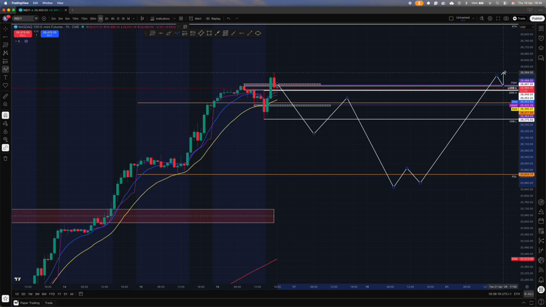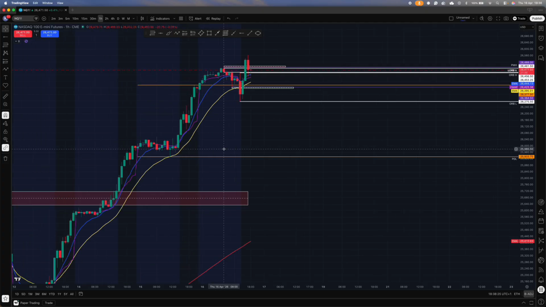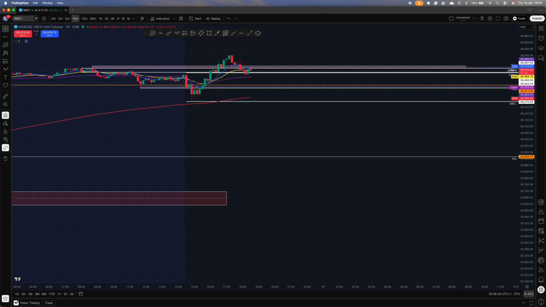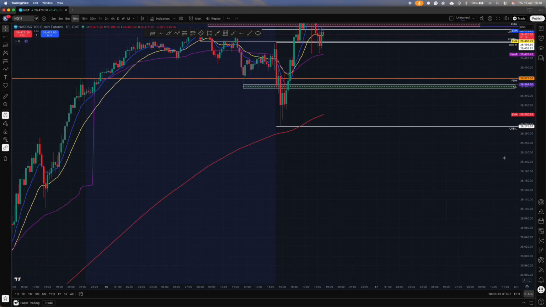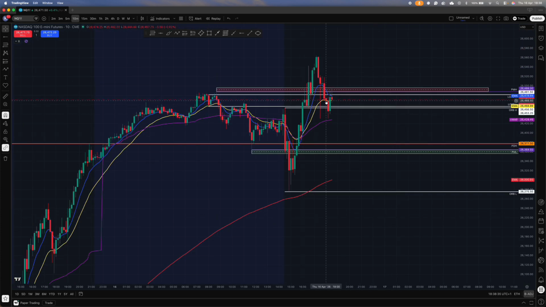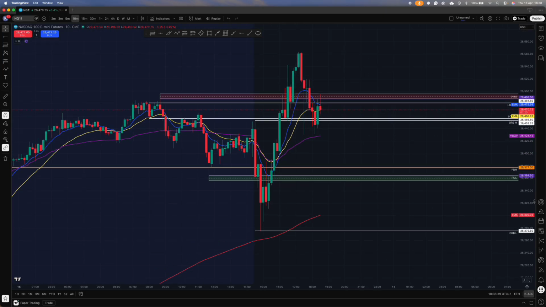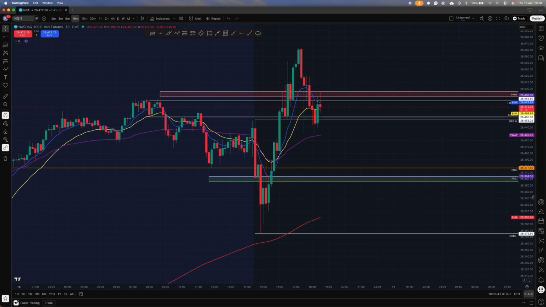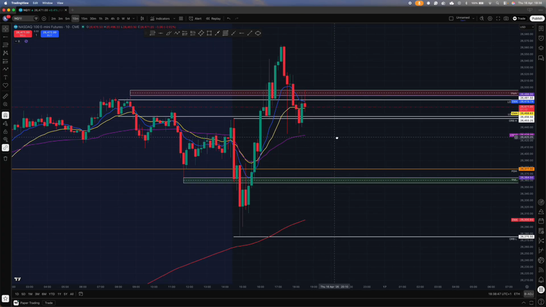Who knows what it's going to do? We just have to wait and see what price action kind of does. But that's just an overview of market structure. We will go into supply and demand a little bit later. Yeah, sorry, we'll go into supply and demand at another time.